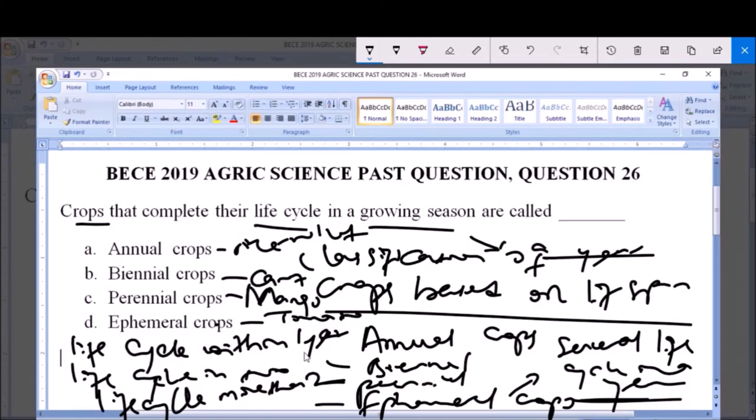Now the question says, crops that complete their life cycle in a growing season, that is in a year. Like I discussed earlier, annual crops, from the word annual, grow to maturity, produce seeds, flowers, fruits, and then die in a year. So the answer to this question is A, annual crops.